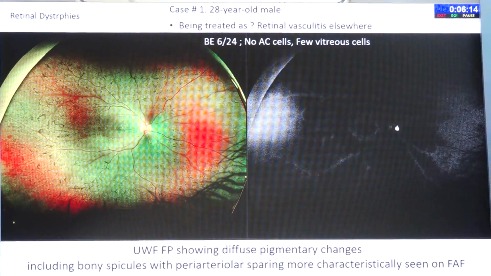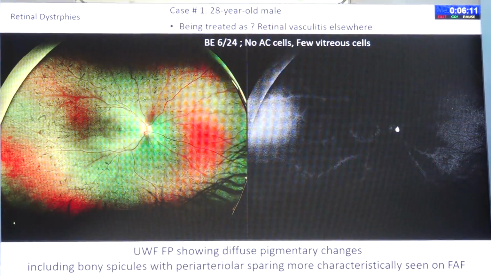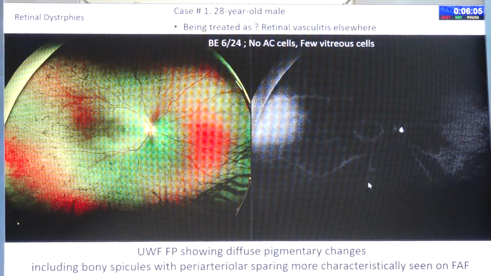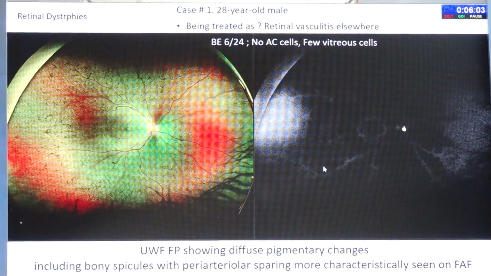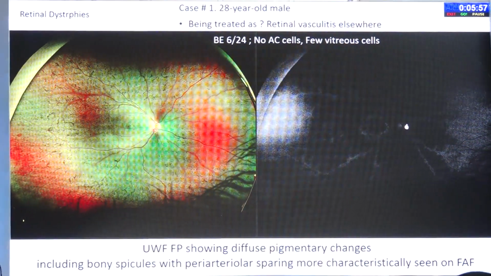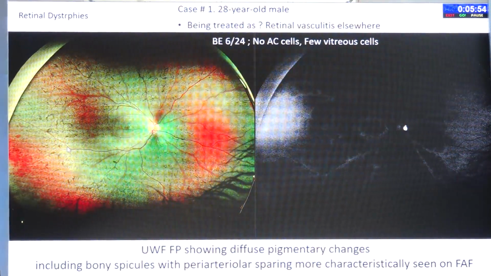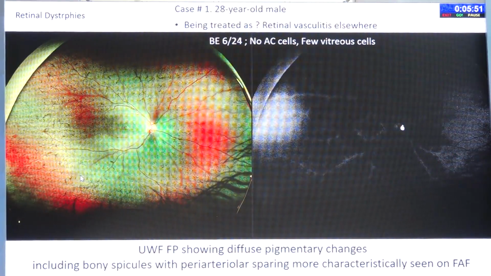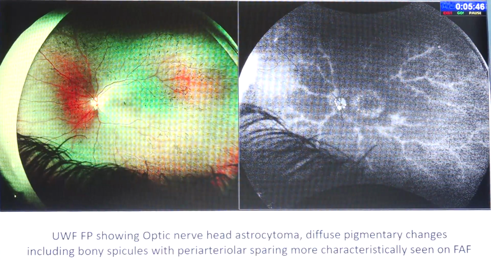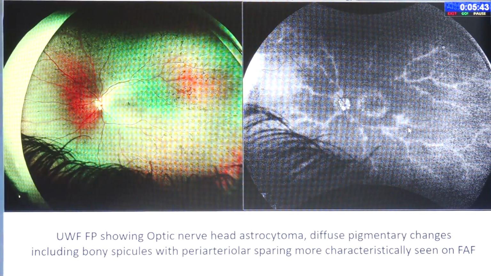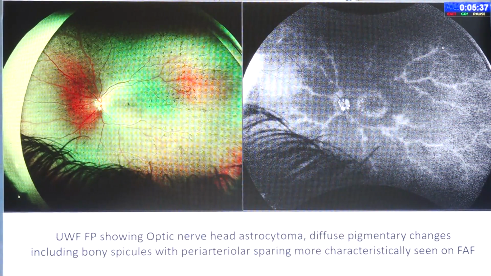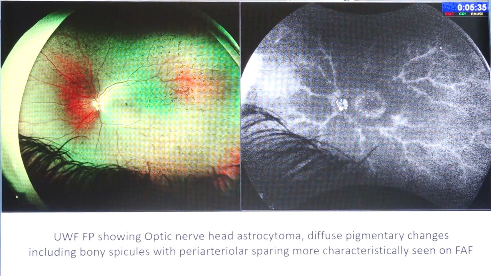For example, this is a 28-year-old male who's being treated as retinal vasculitis. I'm sorry about the quality, but in the left eye you will see there is something happening along the vessels. There are no AC cells, but there are vitreous cells. And when we do the fundus picture, we do see diffuse pigmentary changes, which look like bony spicules. But the problem is this. Somebody was confusing it with vasculitis, and the patient was diagnosed as retinitis pigmentosa with uveitis.